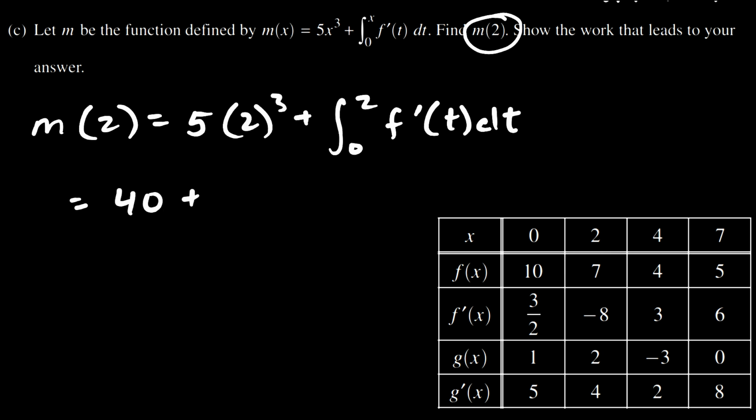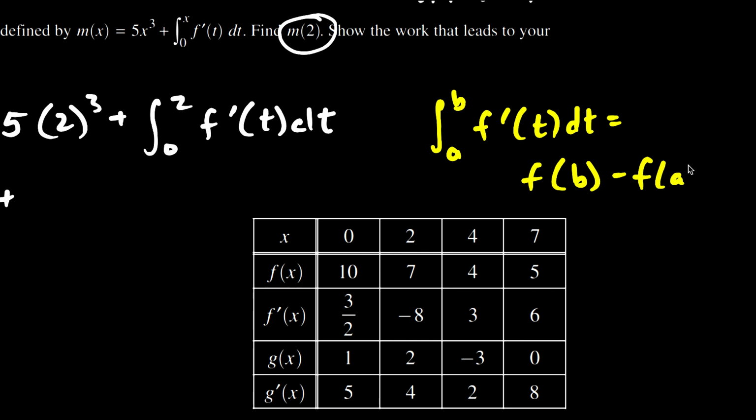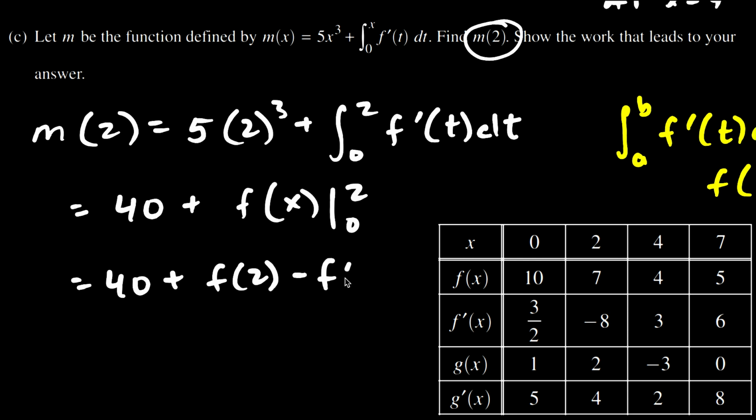Plus, now this is where we have to think. We're applying the fundamental theorem of calculus, and you should have learned that as the integral from a to b of f prime of x, or t, it doesn't matter, dt is equal to f of b minus f of a. So in our problem in question, we would have f of 2, right? So we have f of x. And we could write it down this way just so you see it. When you integrate f prime, it's f of x, and we're evaluating it from 0 to 2. So we would have 40 plus f of 2 minus f of 0.